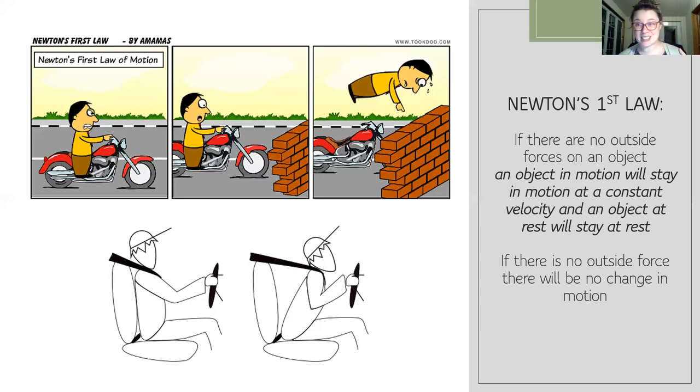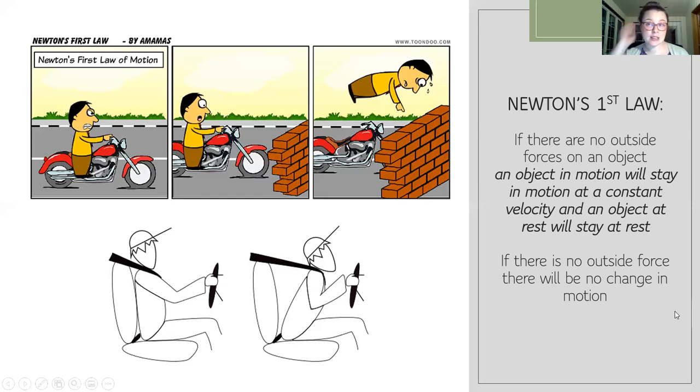That's what makes motorcycles dangerous. That's why my parents were always terrified of them. The body wants to keep moving because suddenly there's no force on the body. The bike stops, but the person keeps moving. That's Newton's first law. There'll be no change in motion. The person wants to keep moving at the same speed it originally was.